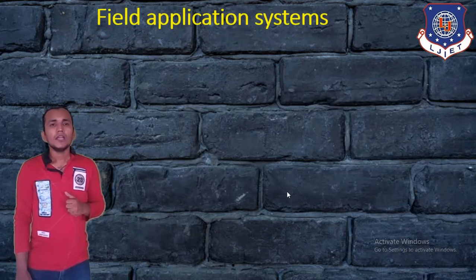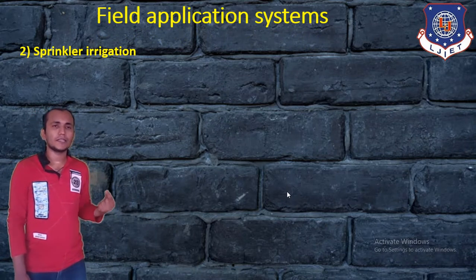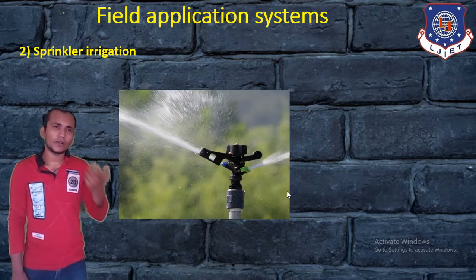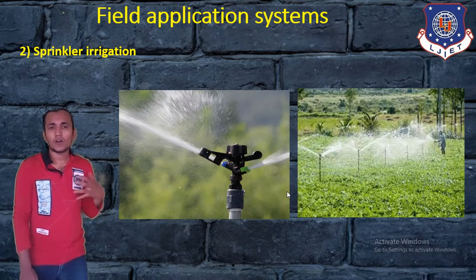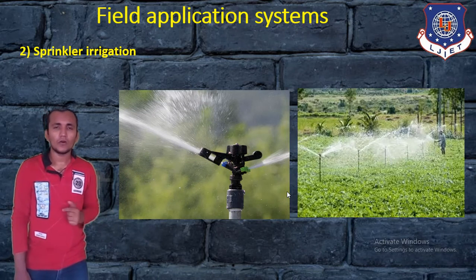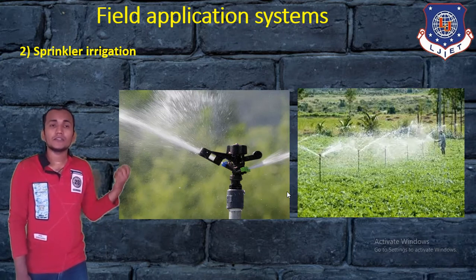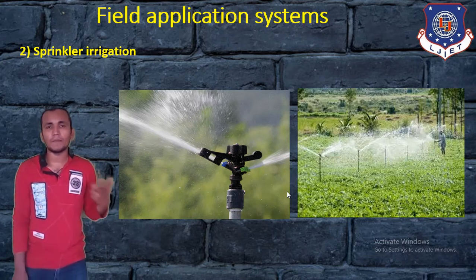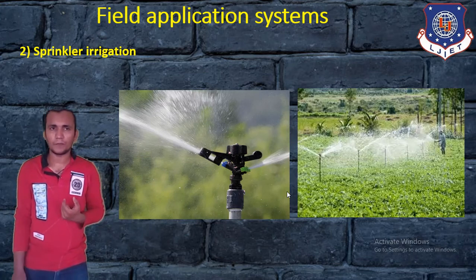Now in the field application system, next is the sprinkler irrigation system. In the sprinkler irrigation system we already know that we can use a sprinkler. Here we can supply water to our crop by using an automated system. This also saves water, because in the traditional system some water is wasted, but in this way we can control the water and save it.